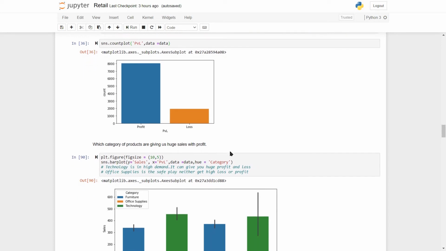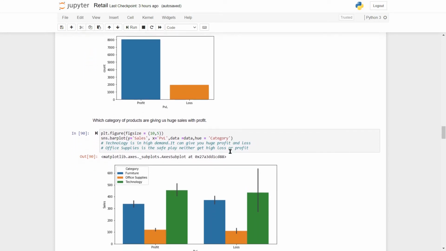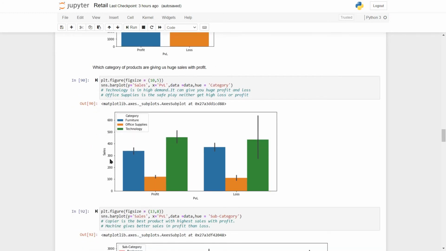So we get a question over here: which category of products is giving us huge sales with profit? So you can see the data. Technology gives the highest sales in profit, plus technology gives the highest sales in loss as well. Or you can see the office supplies give the least sales in profit, and the least loss as well. So the conclusion from this is, technology is in high demand.